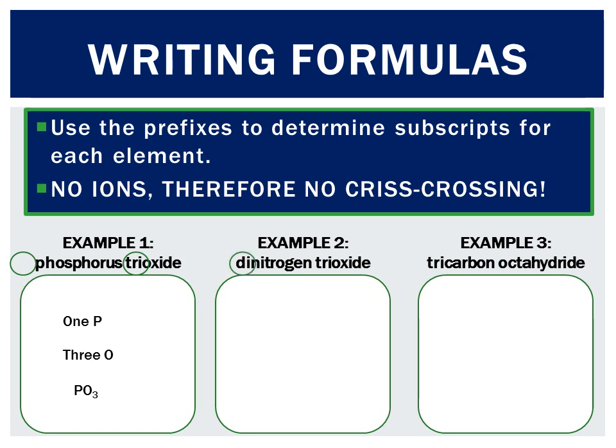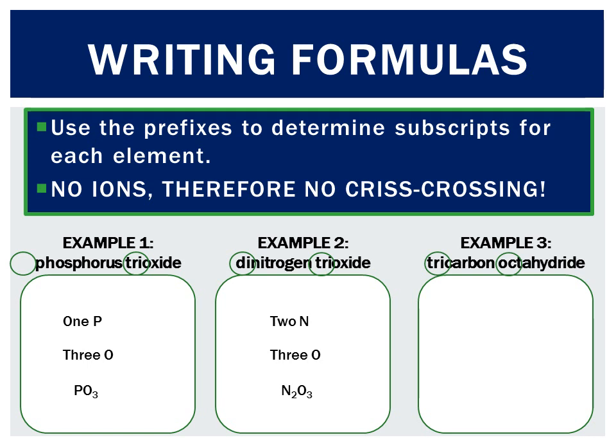Let's come over here to example 2. I have dinitrogen trioxide. The di means there are 2 nitrogens. The tri means there are 3 oxygens. Put it all together: N2O3.